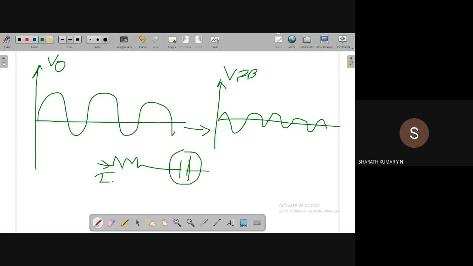And this capacitor, though it acts as an AC short, will modify the AC voltage. Whenever we apply an AC voltage to a capacitor, though it acts as an AC short, it will allow the signal, but it will modify the signal. It will slightly distort the signal.